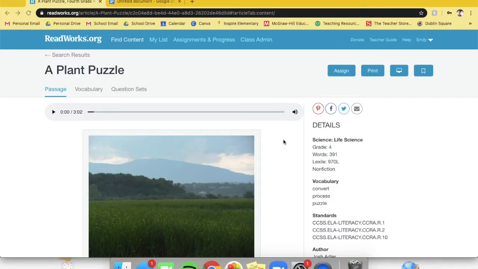The first thing we need to do is read our passage. We cannot write our extended response until we read the passage that goes with it. How can you answer a question if you don't read the information you need to answer the question? Duh, silly, you gotta read it first, all right?